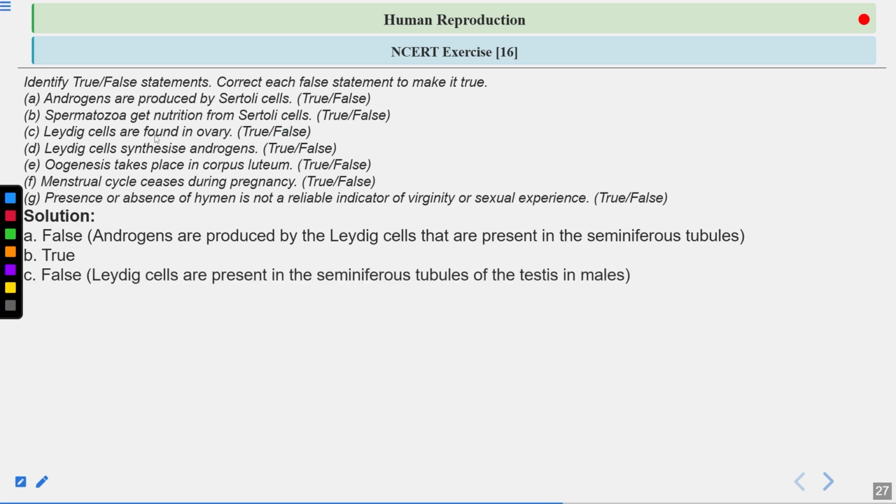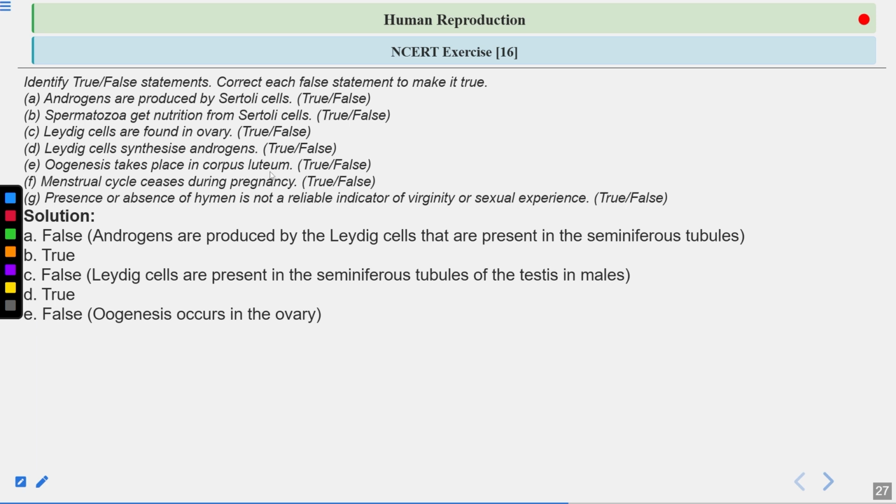Then C, Leydig cells are found in the ovaries. This is a false statement. Leydig cells are present towards the outer side of the seminiferous tubules. And these Leydig cells, also known as interstitial cells, they are present in the interstitial spaces towards the outer side of the seminiferous tubules. Then D, Leydig cells synthesize the androgens. Okay, so this statement is true. Leydig cells synthesize androgens such as testosterone.